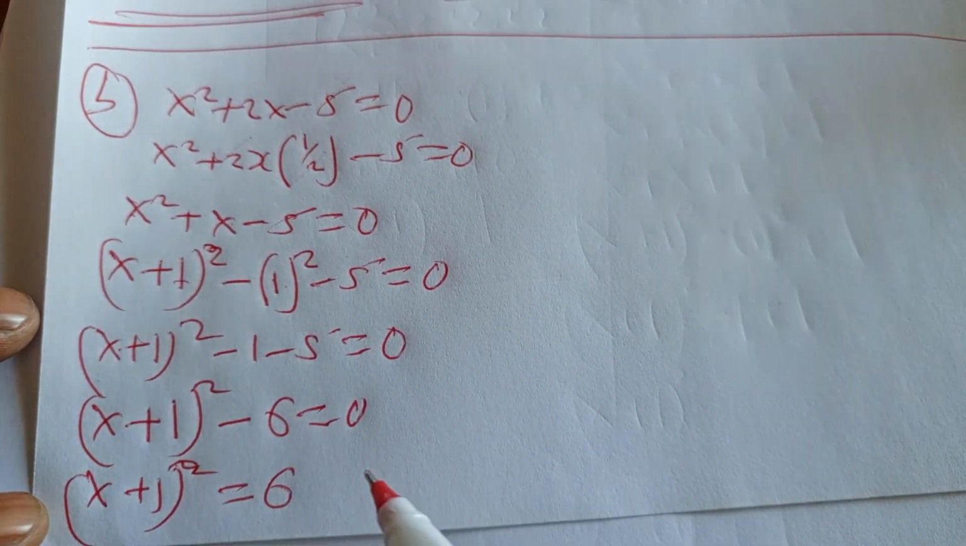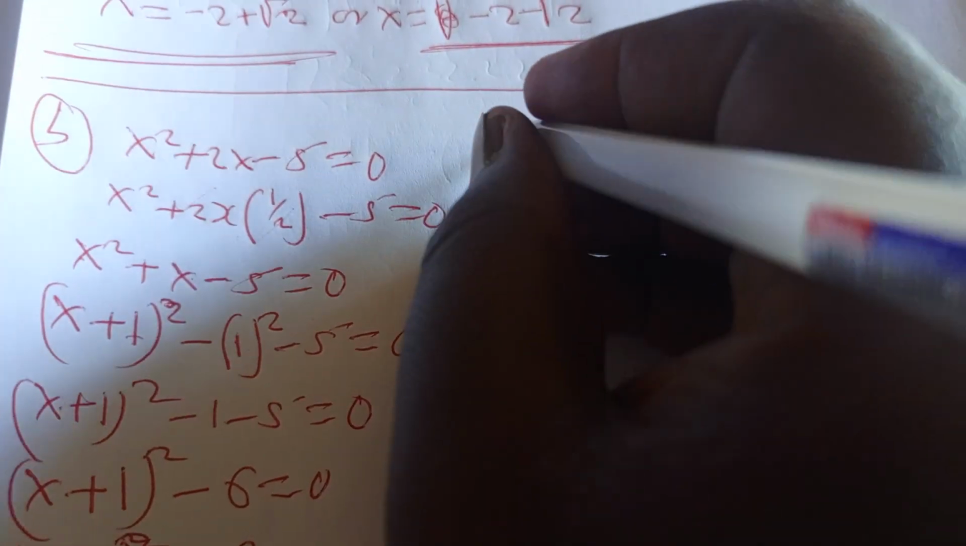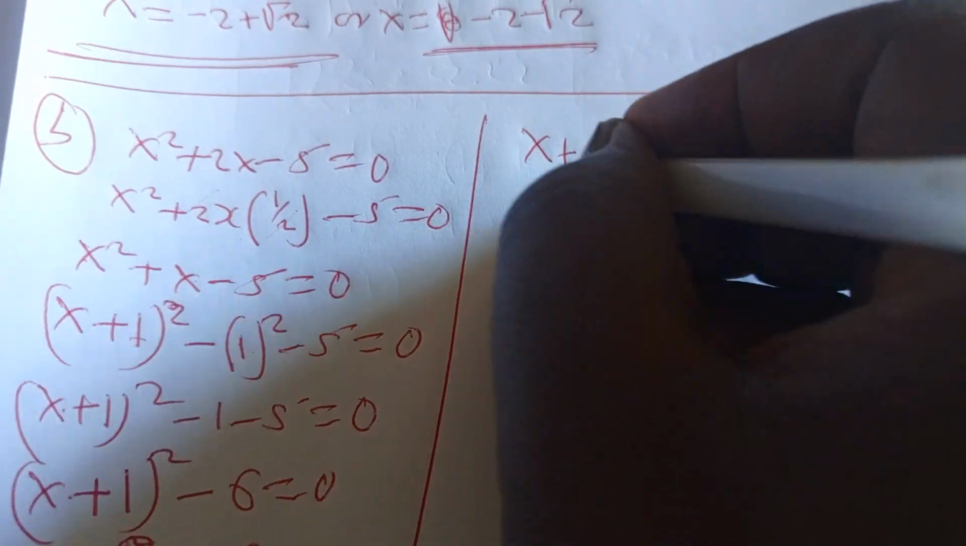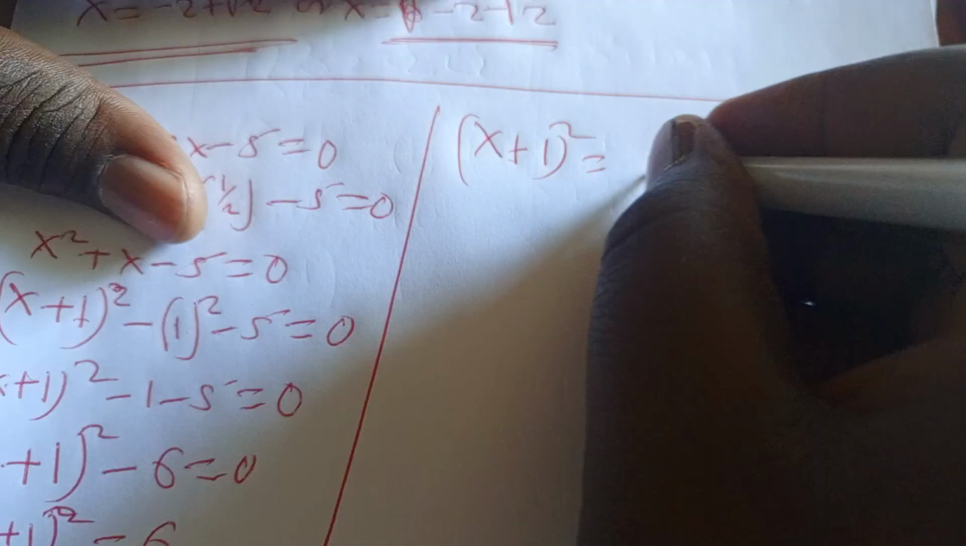So after crossing, the sign becomes positive. Then I'll proceed from this end. So x plus 1 squared is equal to 6.